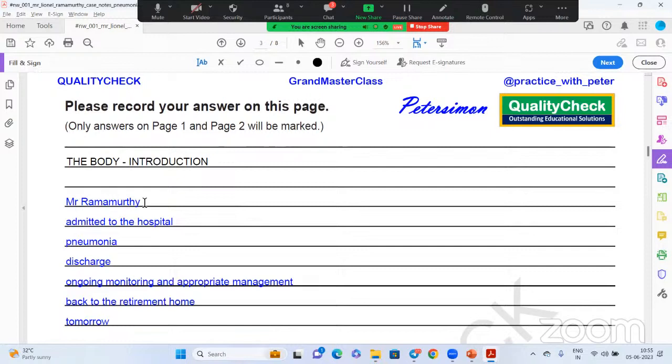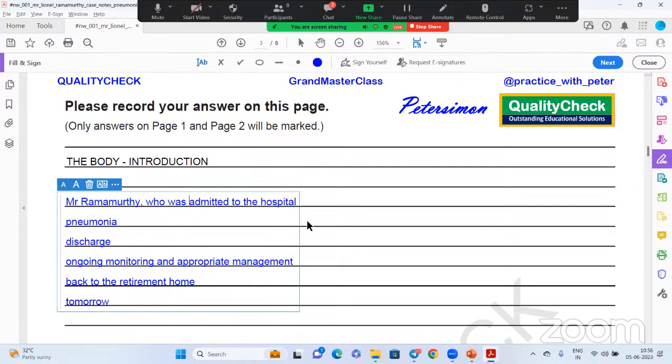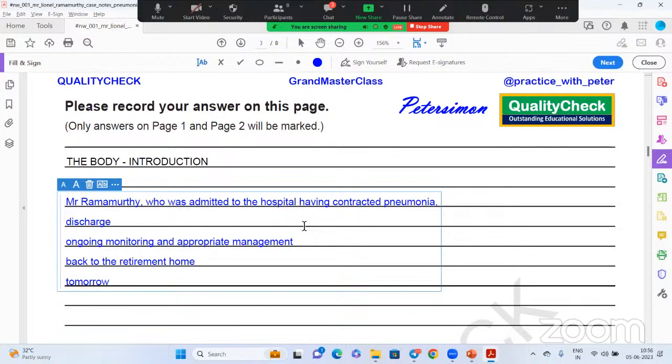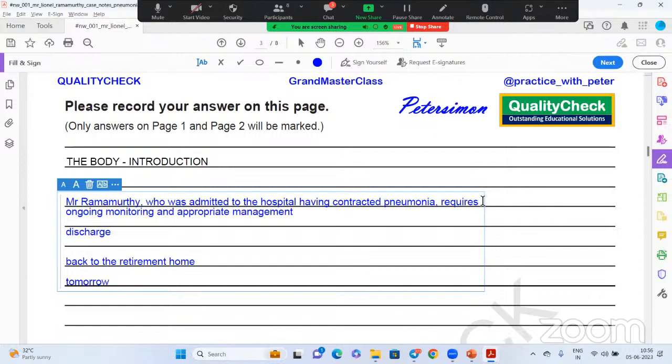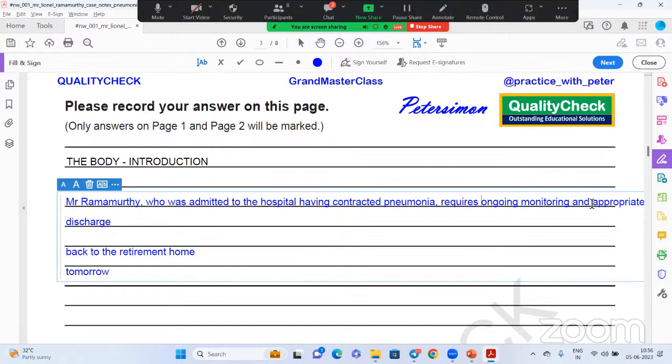Mr. Ramamurthy. Don't write again Lionel Ramamurthy. Enough, Mr. Ramamurthy, comma, who was admitted to the hospital after contracting pneumonia or having contracted pneumonia, comma, requires, what you have to write, requires, you will write this one. Okay, requires ongoing monitoring and appropriate.